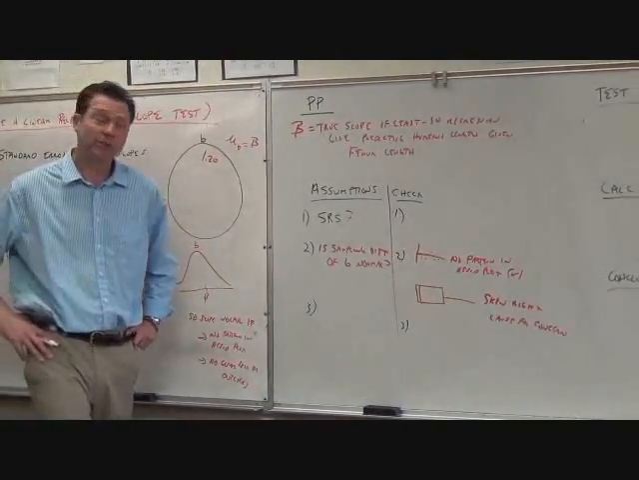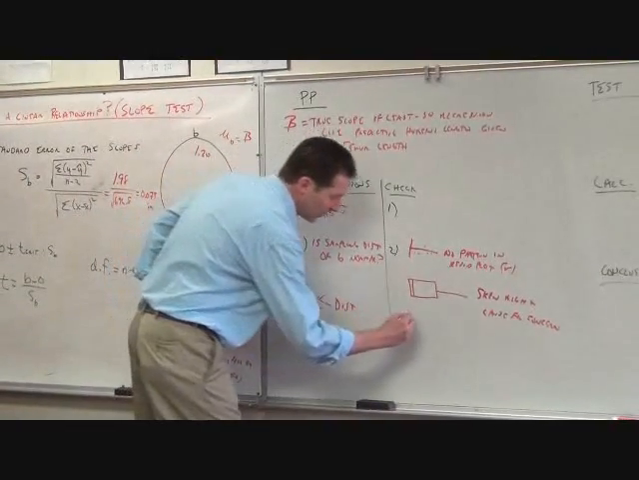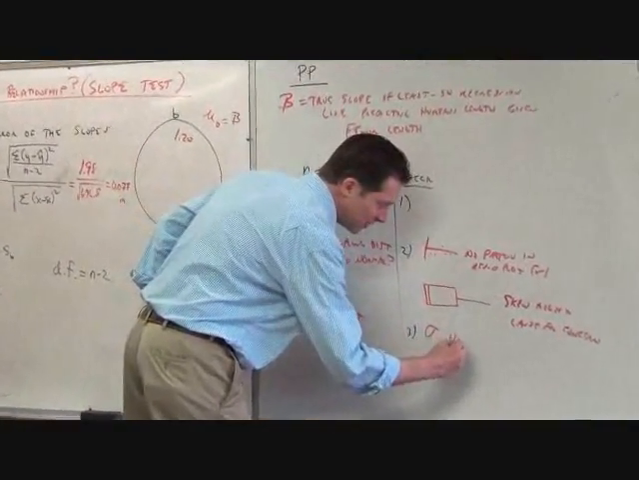And then finally, the third assumption: we are using a t-distribution here, and that's because sigma, the population standard deviation, is unknown.